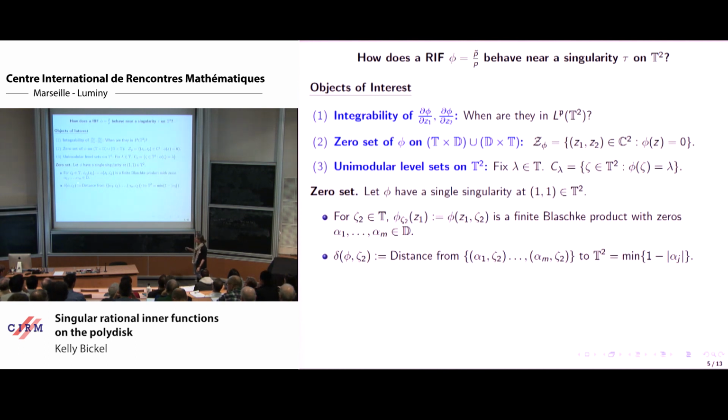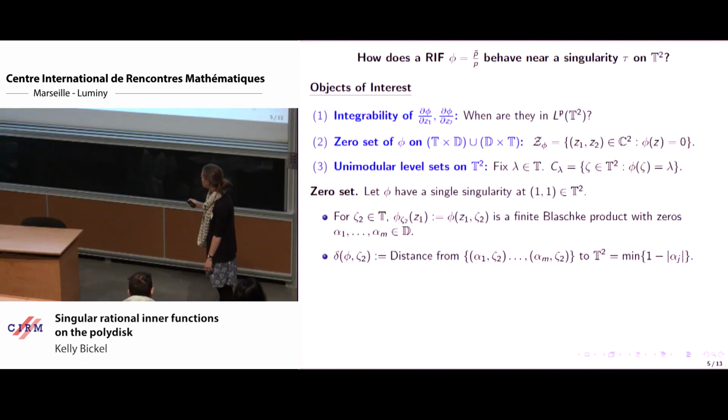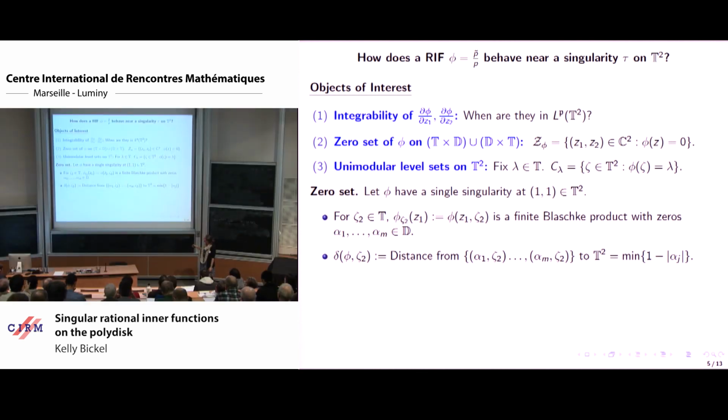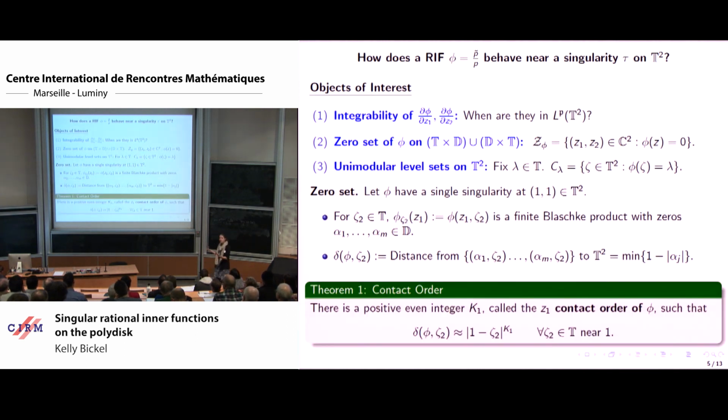We can study how these z1 coordinates of the zero set tend to the singularity as the z2 coordinate tends to the singularity. And we basically measure that using this distance function. It's more or less measuring, so these points in the zero set are lying in the second face of the bidisk. The z1 coordinates are in the disk, and the z2 coordinates are in the torus. And we can more or less study how the zero set restricted to that face of the bidisk is approaching the singularity. Well, it turns out that there's a lot of structure there.